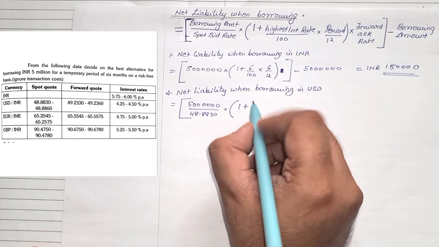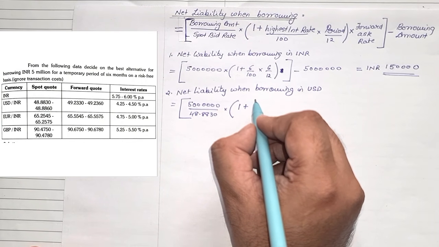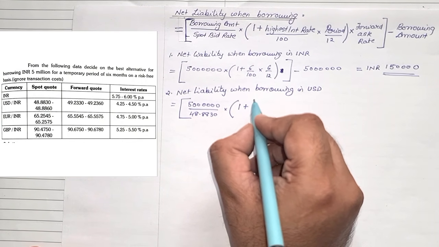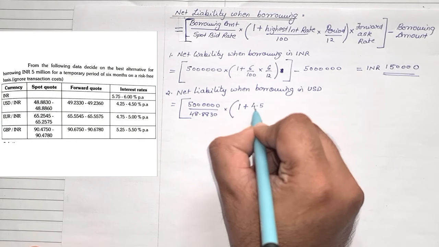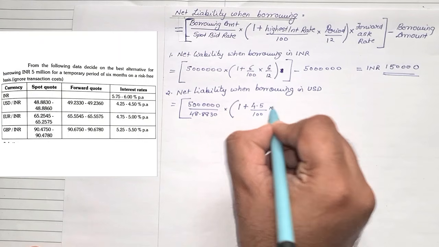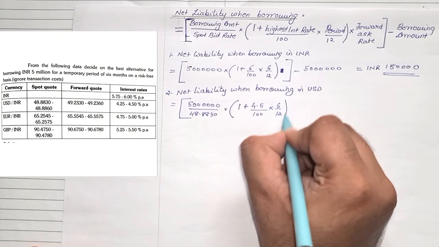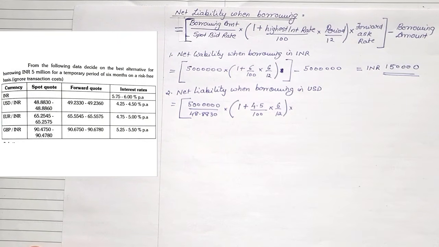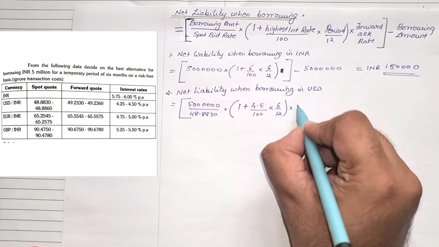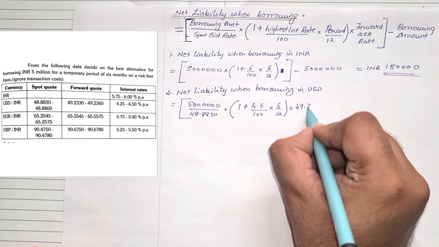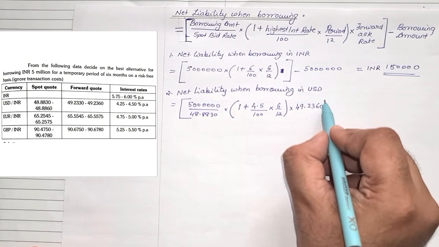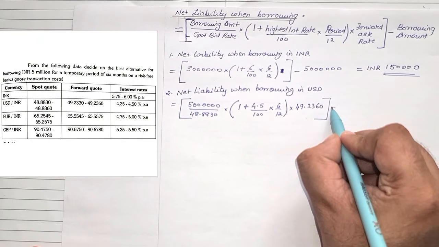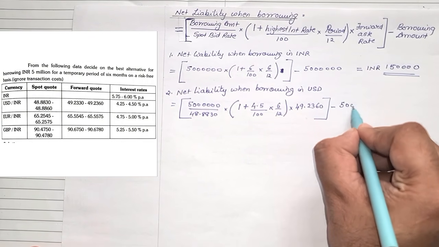Now there are two interest rates, so I'll take the highest one, which is 4.5 upon 100. It is 6 months, so 6 divided by 12 into the forward ask rate, which is 49.2360. Bid is the first, ask is the second value. The whole thing minus the borrowed amount, which is 50 lakhs.